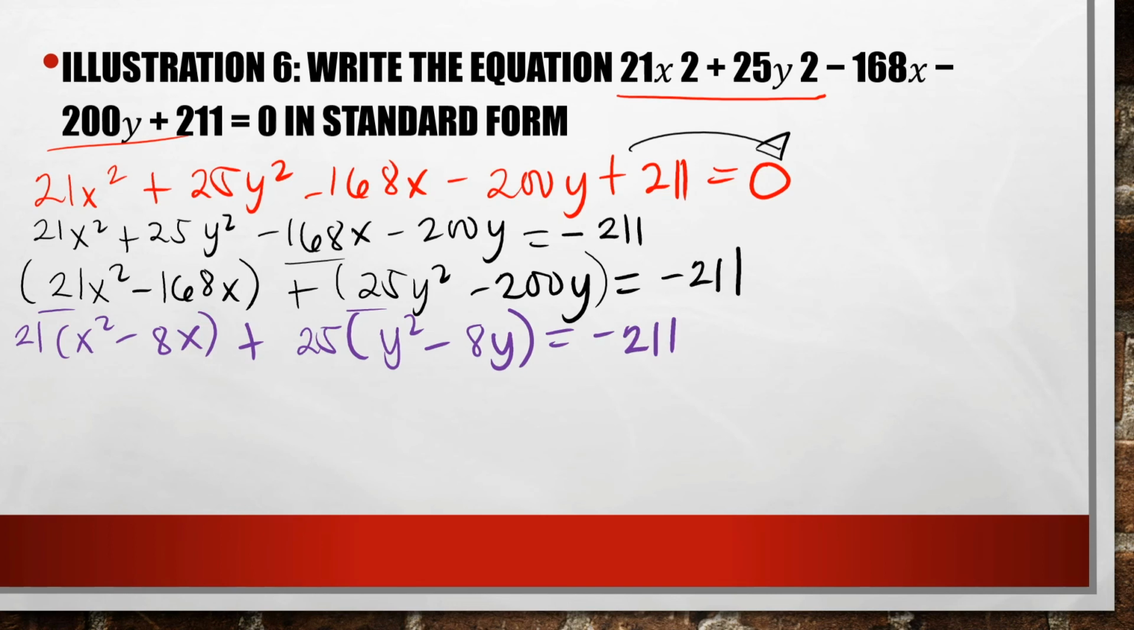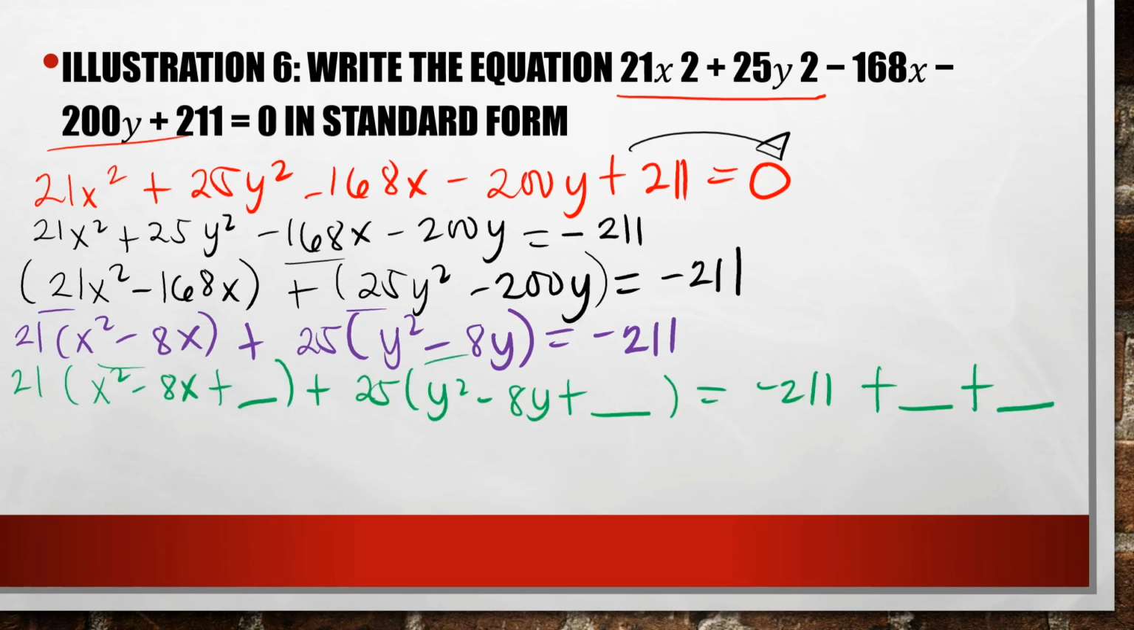And then, dito na ulit papasok yung completing the square method. So, sa completing the square method, hahanapin natin yung third term ng x and y group. So, again, para mahanap natin yung third term, i-divide natin yung coefficient ng middle term and then i-square natin. So, dito sa x group, yung middle term is negative 8x. Coefficient niya is negative 8 divided by 2, then squared. So, negative 8 divided by 2 is equal to 4. Then 4 squared is equal to 16.